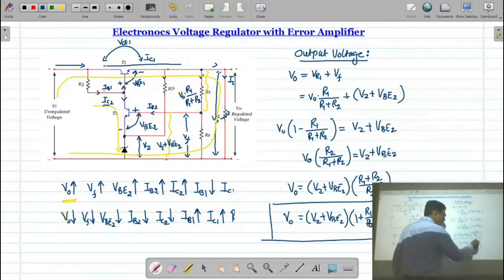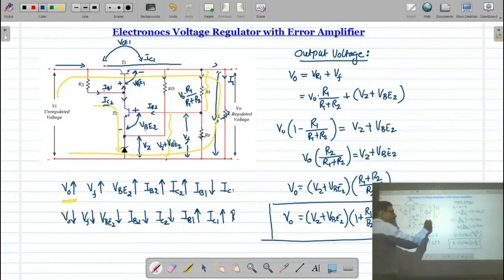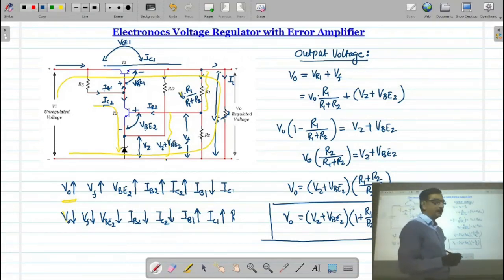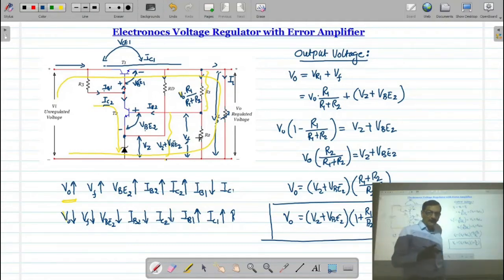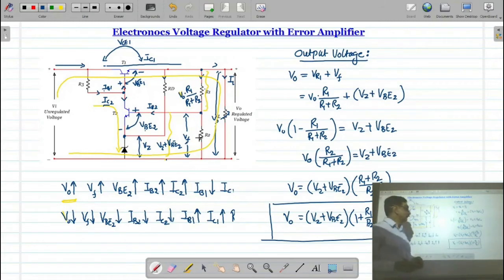Then it also depends on the ratio of R1 and R2. Remember, it depends on the ratio of R1 and R2. It means if I want to change the output voltage, I can change this ratio of R1 and R2, and then I can change the voltage. So sometimes this circuit is also useful for making a variable voltage regulator circuit. Say you require 5 volt, 7 volt, 10 volt, then if you can change this ratio R1, R2, you can change the output voltage.